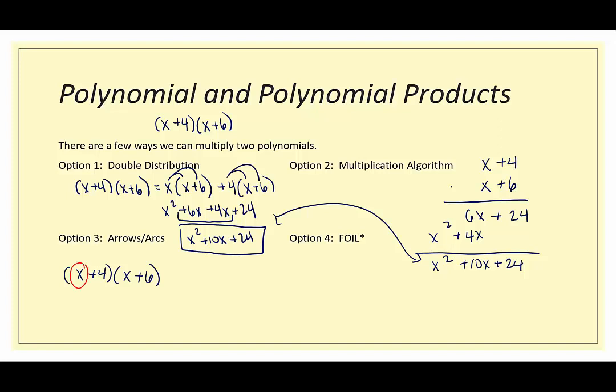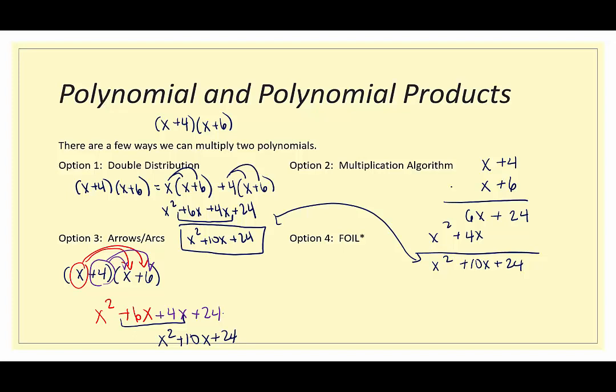So I'm going to start with x. I'm going to do x times x and get x squared. X times 6 and I get 6x. Next up, 4. 4 times x is 4x. And 4 times 6 is 24. Then, as I have been doing, I would combine my like terms, and we get x squared plus 10x plus 24. So again, all of these methods are basically doing the same thing. It's just how much work you want to show, what makes the most sense to you.